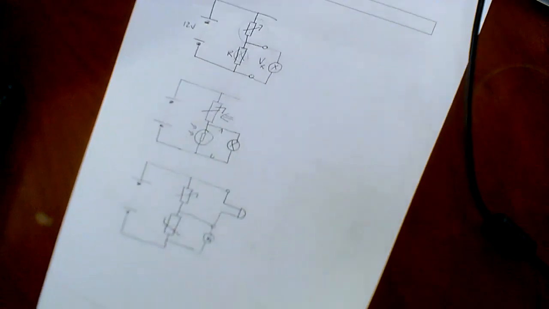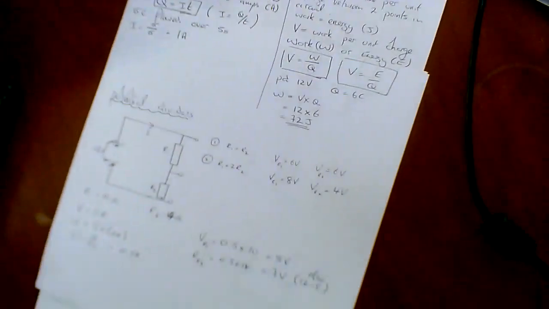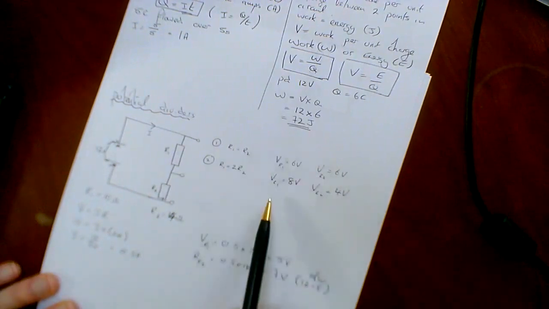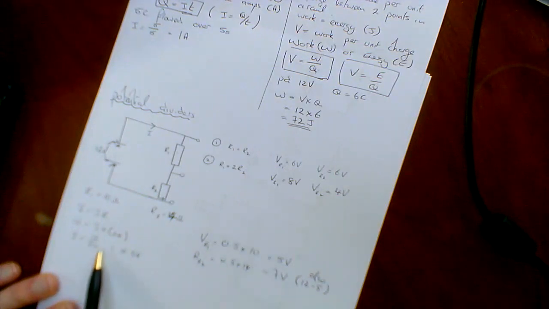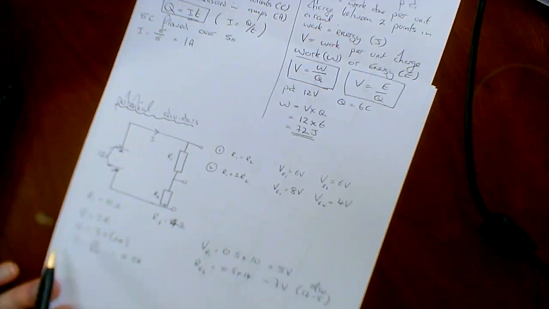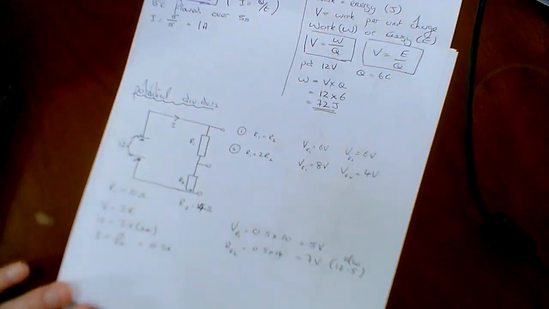So there it is. And there's two approaches to the potential divider. There's a nice simple ratio approach, which you can do if that's available to you, if the numbers allow you to do that, or you can work out the current, then you can work out the PD. And this is what you're most likely to be expected to do in the exam. Okay.